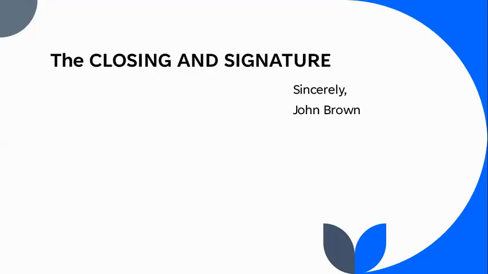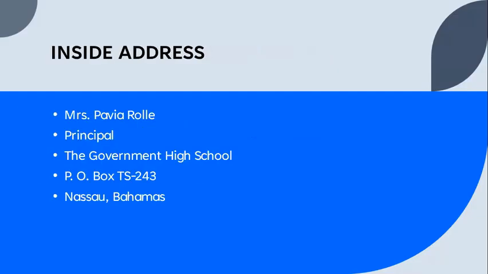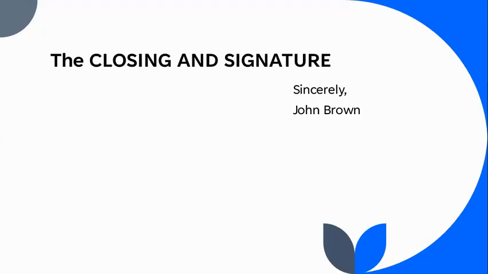So now let's go to our closing and signature. You want to go to the right-hand side of your paper under your body, skip a line. Make sure your Sincerely and John Brown are lined up with your P.O. box, Nassau Bahamas, and the date. Look to the top of the right-hand side of your page. Make sure when you come down, it's lined up properly. Sincerely, John Brown. So this is your closing and your signature.